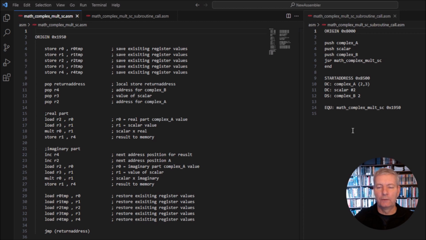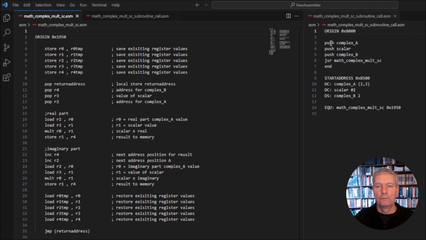On the right hand side we have the calling function, on the left hand side we have the subroutine. In the calling function we have the complex number a, which is 2 plus 3i. We're going to multiply it by the scalar, which in this case is a value of 2, and we're going to save the value in complex b. So we have set aside two memory locations, one for the real part, one for the imaginary part.